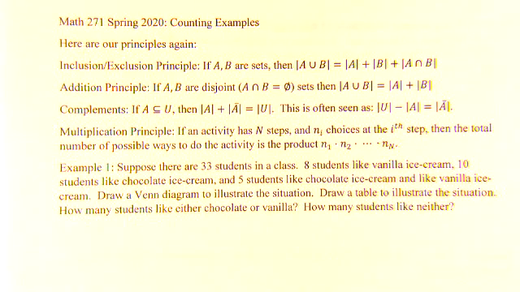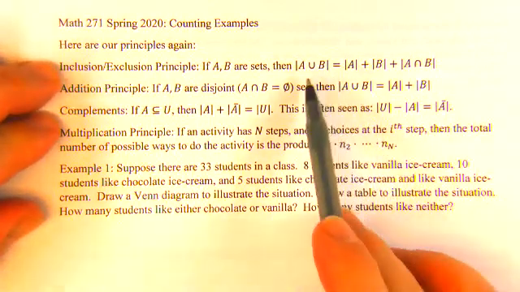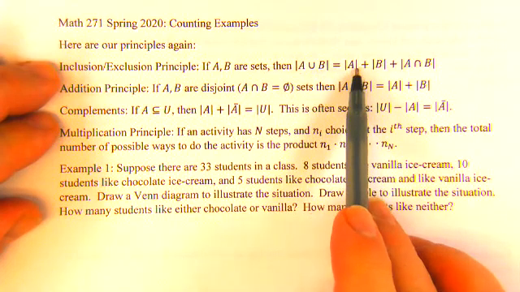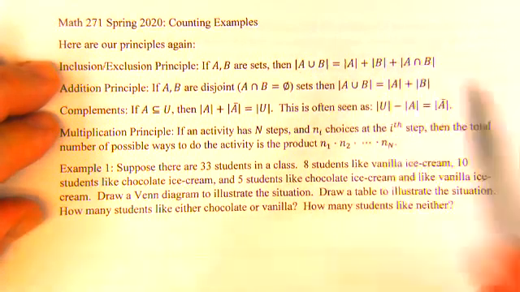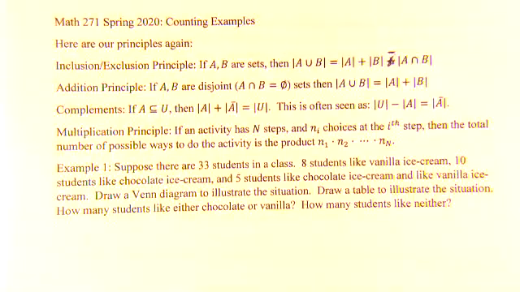Okay, some more examples about counting. Here's our principles: inclusion and exclusion. If A and B are sets, the number of things in A union B is the number of things in A plus the number of things in B minus the number of things in A intersection B, right? Don't want to double count the overlap.